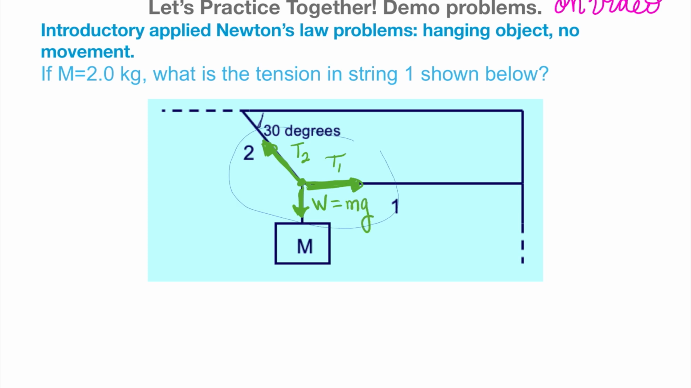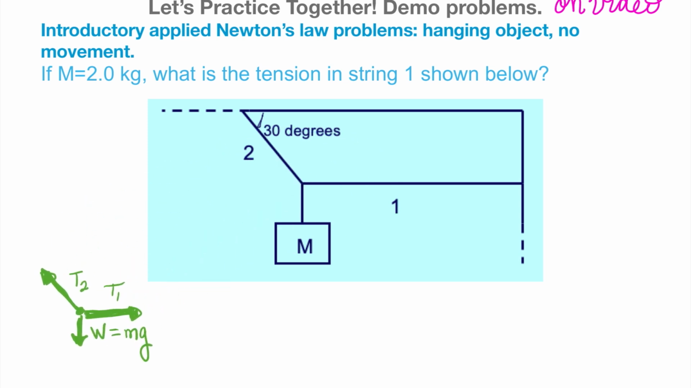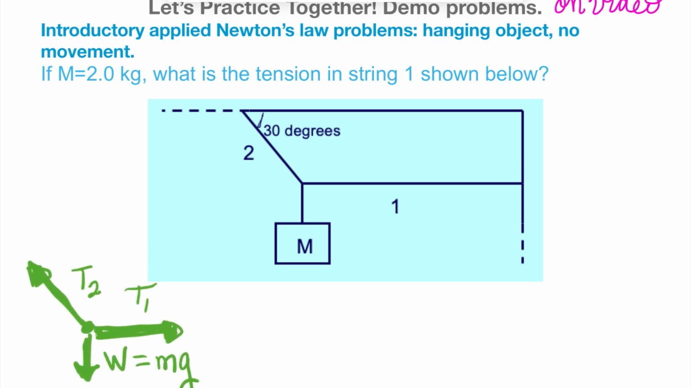Now, we don't usually draw our free body diagrams directly on the picture. I just did that in this situation so that you could see where I was getting those vectors and those directions from. We usually draw our free body diagrams as a standalone figure that is coming from a single point, whatever point we're interested in.